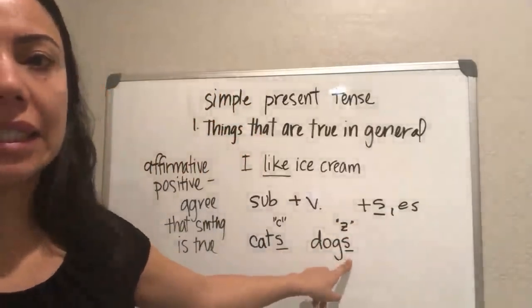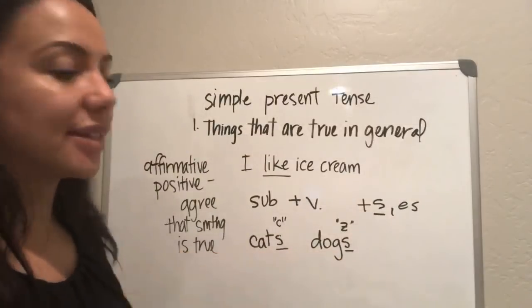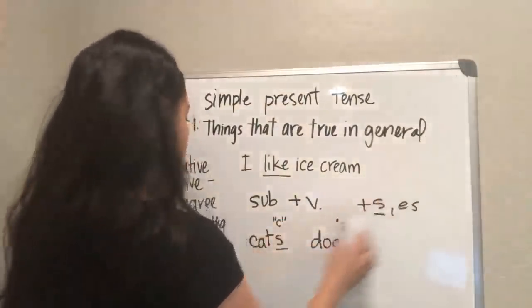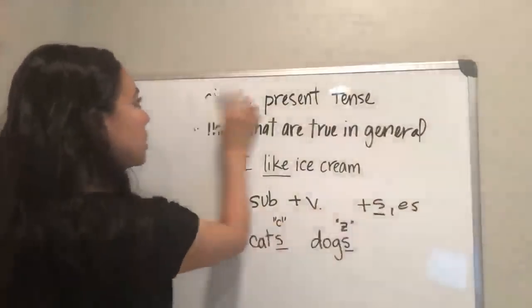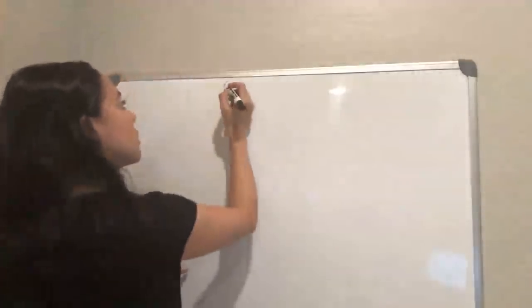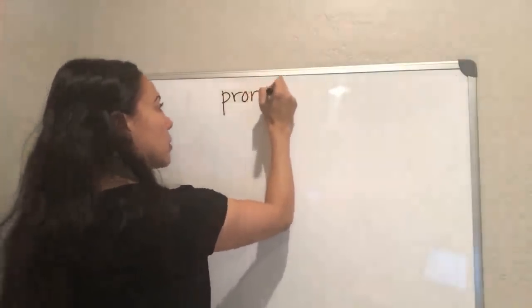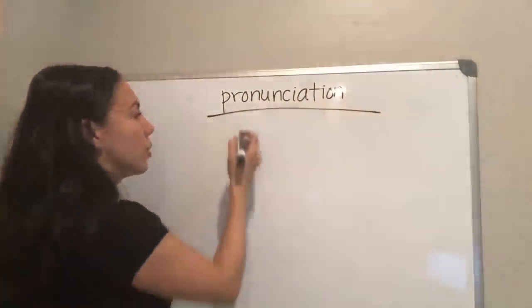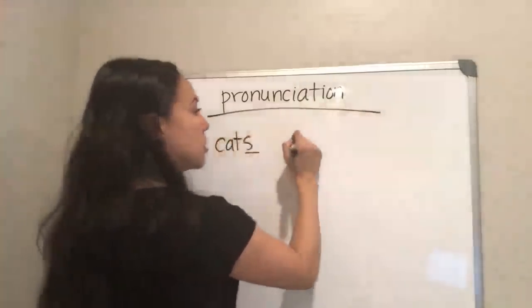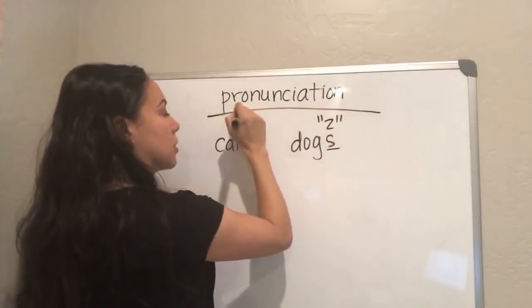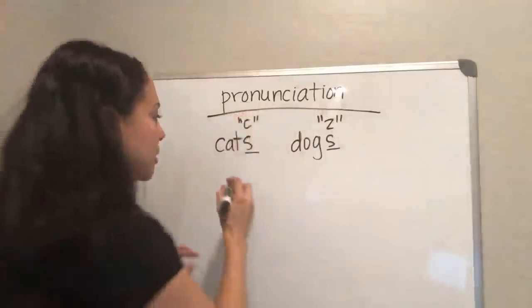Okay, so this one has a Z sound, dogs, and then cats. So we have something in English called, let's see, here, we'll focus on this pronunciation really quickly. Okay, so we have something in English called voiced and unvoiced, okay?